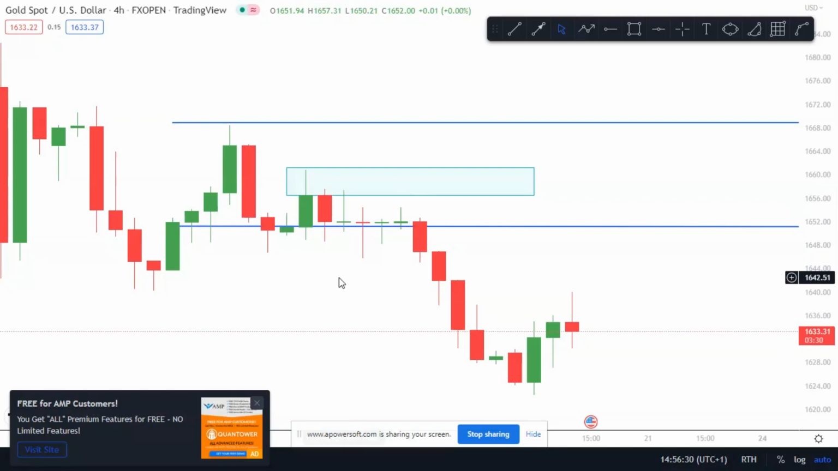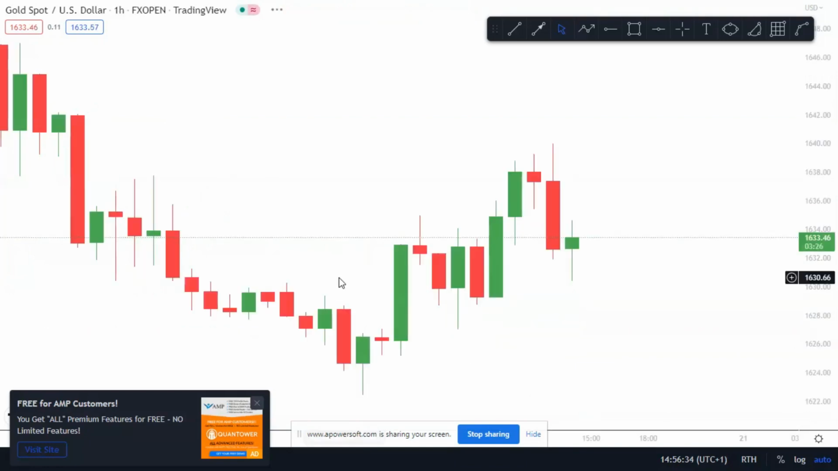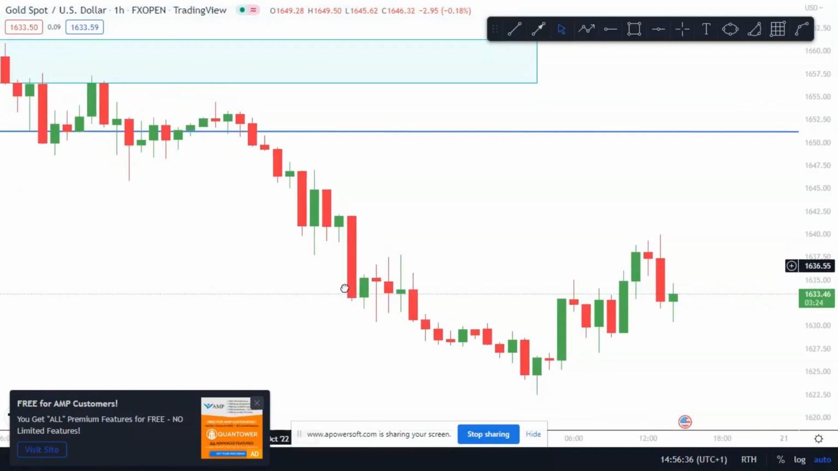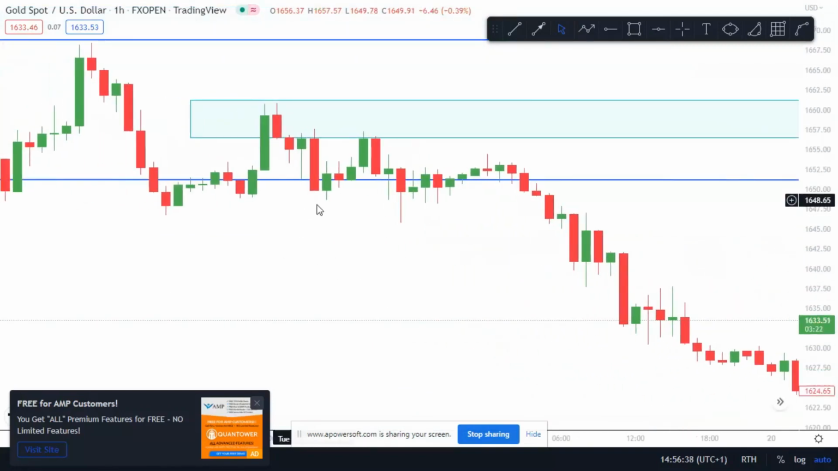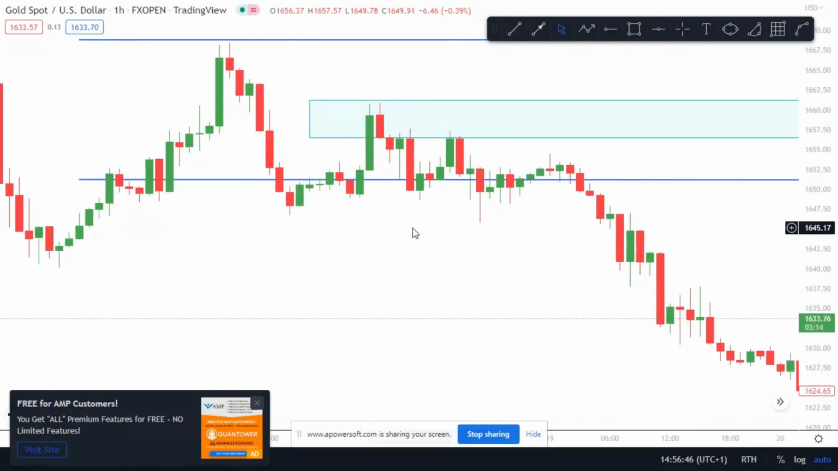So what do I do next? I go to H1. We are refining that entry to get the best entry position. Remember on the day we looked at the bias. So what are we seeing on the H1? On H1, this is what we are seeing.